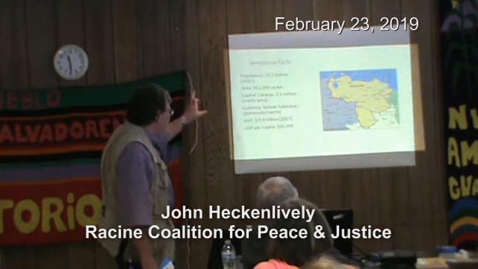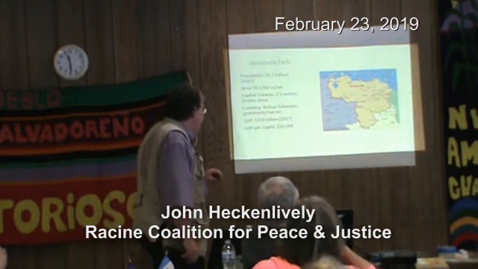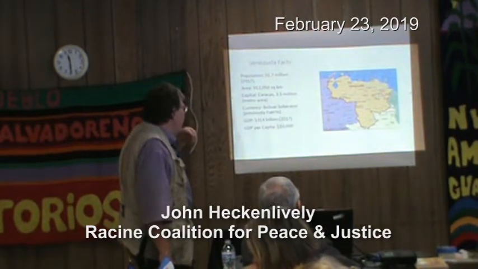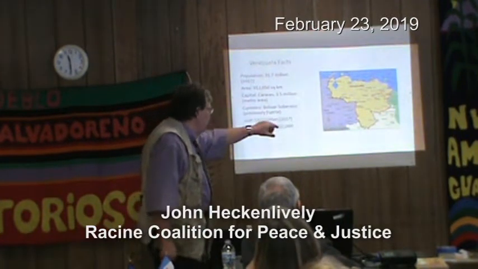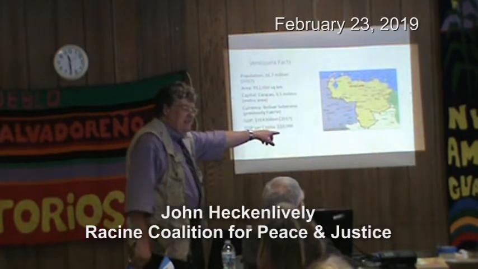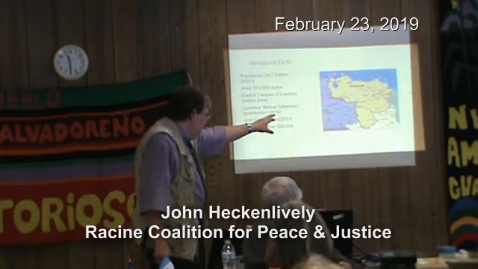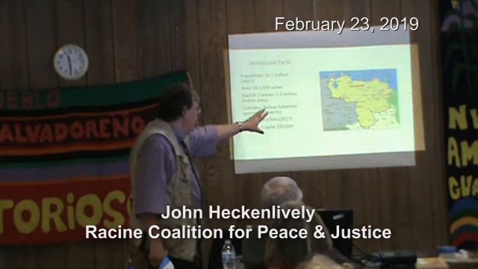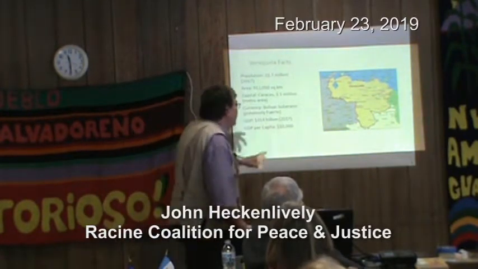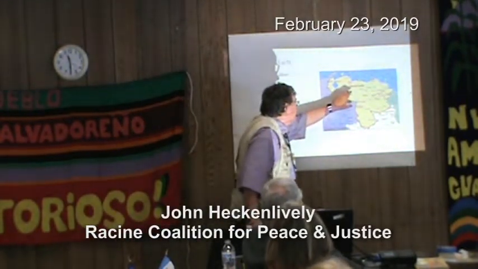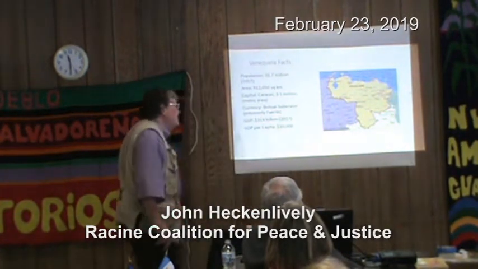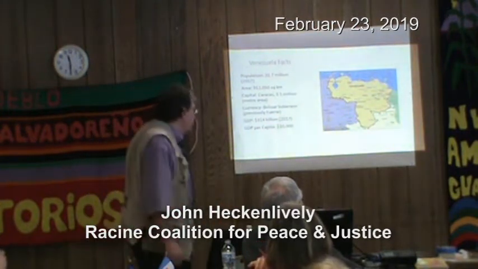Venezuela has around 32 million people. It's a big country, 912,000 square kilometers. You can see Guyana's east, Colombia is south, southwest, Brazil is straight south. So, a big part of the southern part of Venezuela is part of the Amazon. The capital, Caracas, right there, is in the north part of the country.